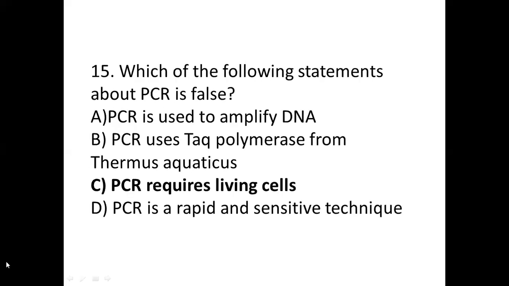Next question. Which of the following statements about PCR is false? PCR is used to amplify DNA? Yes. PCR uses Taq polymerase from Thermus aquaticus? Yes, it has been isolated from Thermus aquaticus. PCR requires live cells? No, we can also amplify DNA from cells which are not living. PCR is a rapid and sensitive technique? Yes, it is very rapid. In about 5 hours, you can make millions to billions of copies of DNA. So the correct option will be option C, that PCR requires living cells.